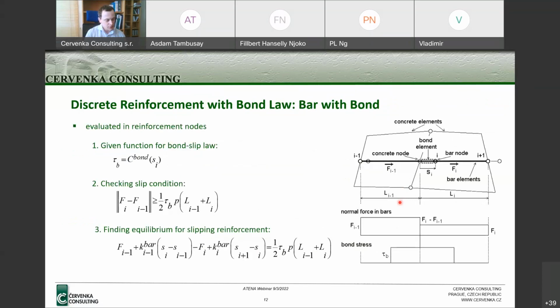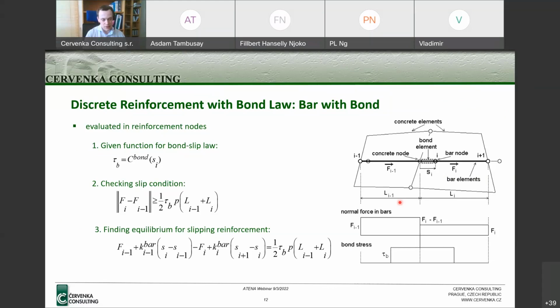Until now, I was talking about examples where the bond between the concrete and the reinforcement is perfect. We don't assume any bond slip law for the nodes of the reinforcement and concrete. However, in many cases we need to assume this, because the bond is not perfect.